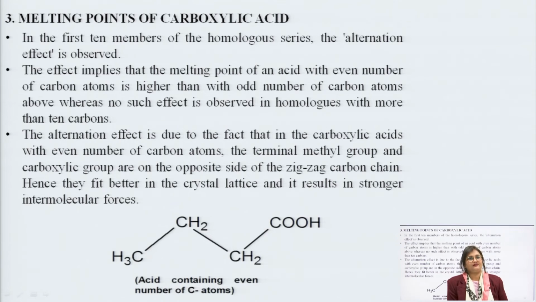The alternation effect is due to the fact that in carboxylic acids with an even number of carbon atoms, the terminal methyl group and the carboxylic group are on the opposite sides of the zigzag carbon chain. Hence, they fit better in the crystal lattice and it results in stronger intermolecular forces. Hence, owing to this, carboxylic acids have a characteristic higher melting point.